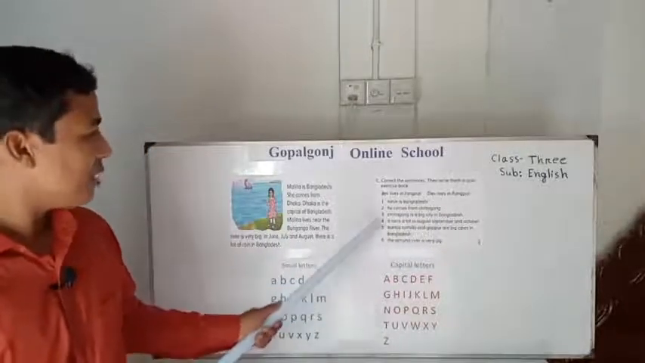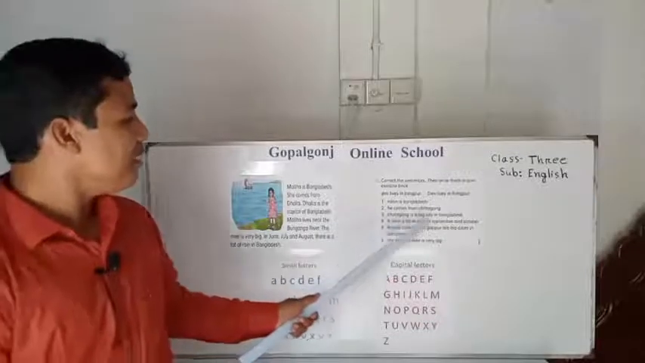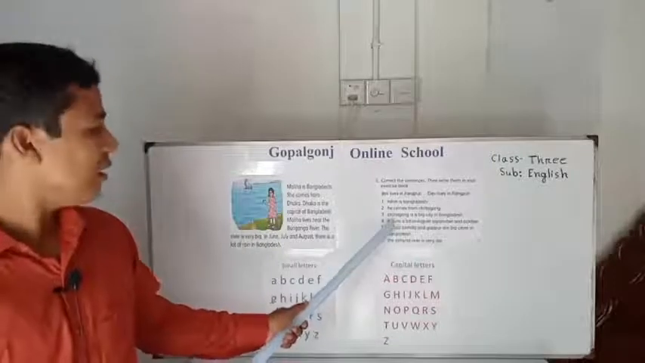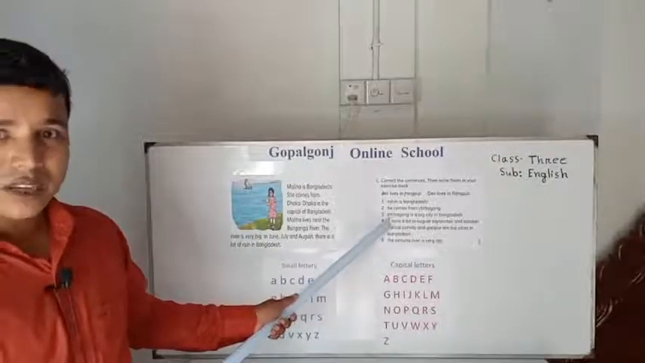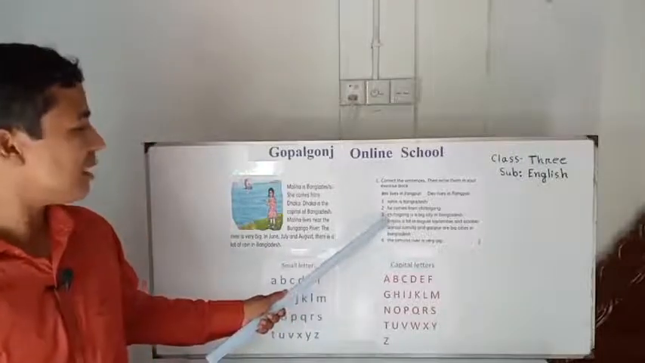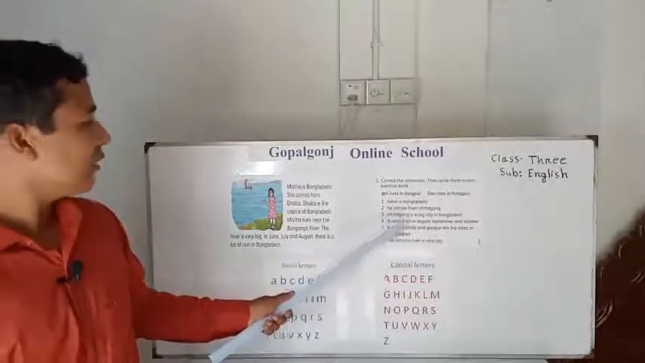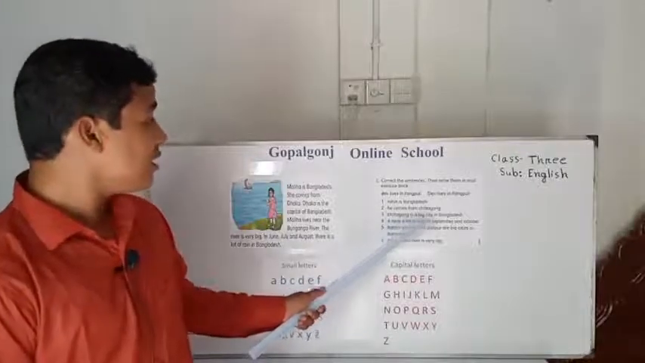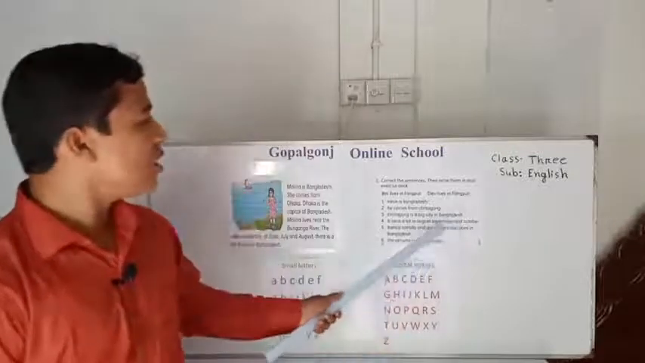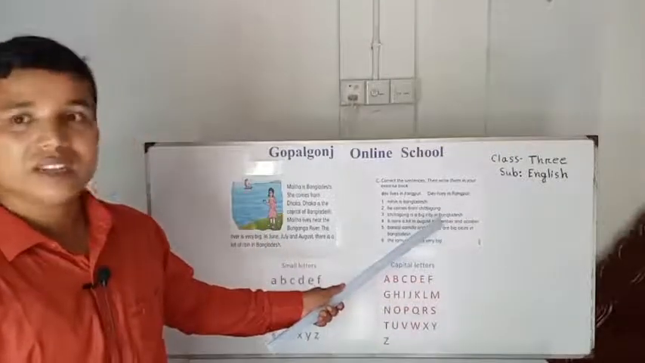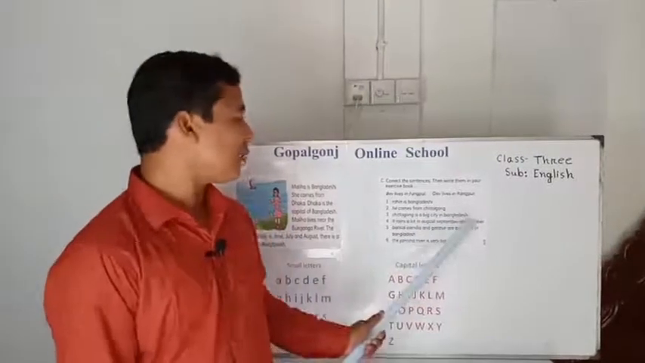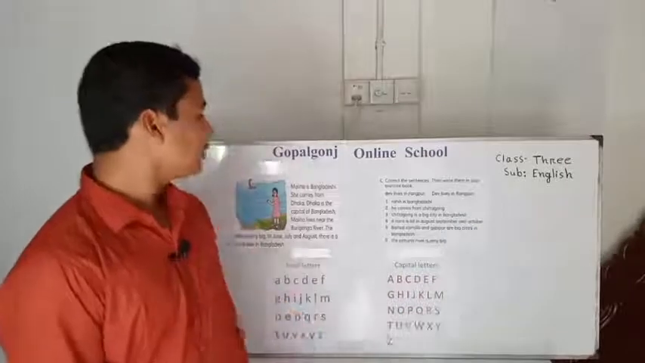Then number 3, Chittagong is a big city in Bangladesh. Chittagong is the name of a city and it is also the first word of this sentence. For these two reasons, we will use C as a capital letter. Then Chittagong is a big city in Bangladesh. Bangladesh is the name of a country. For this reason, we will use B in capital letter. And we will also use a full stop after this sentence.